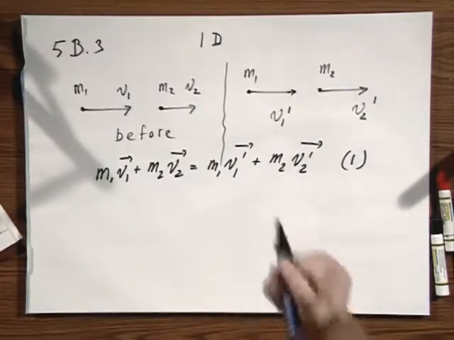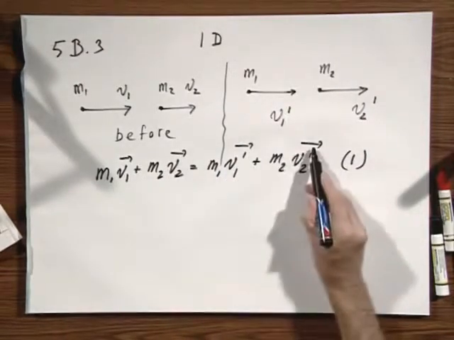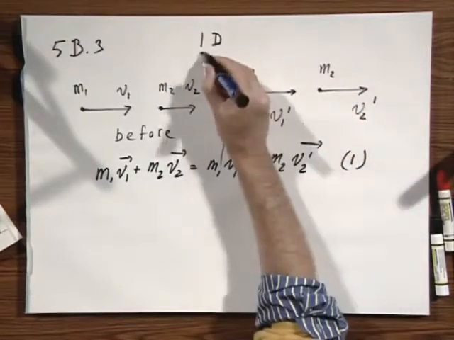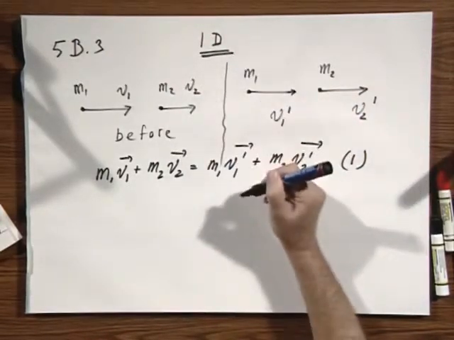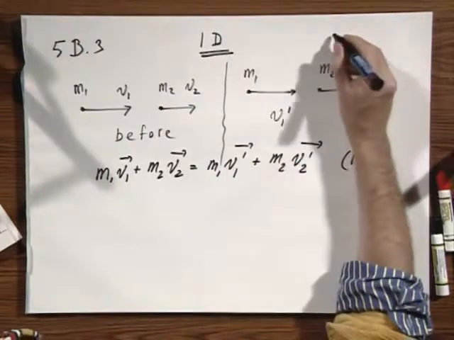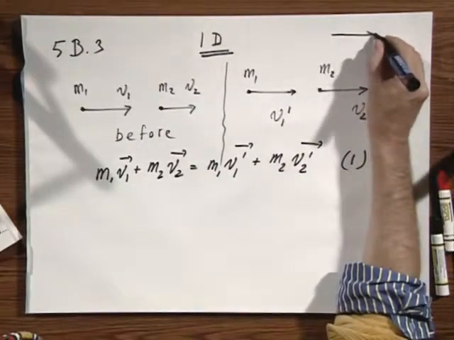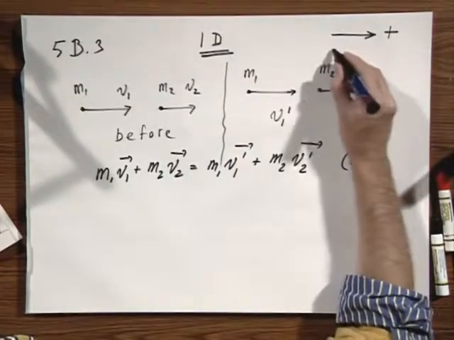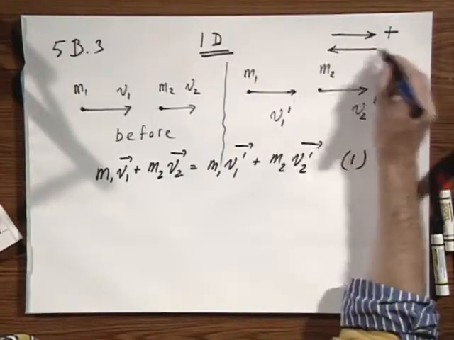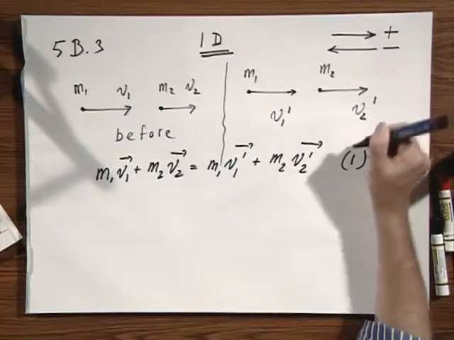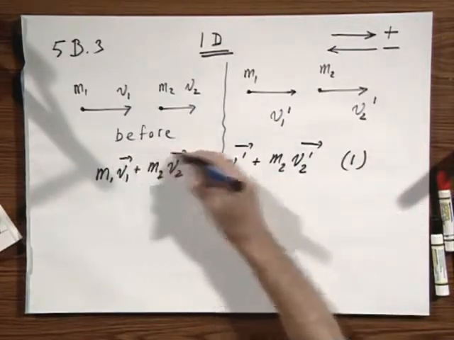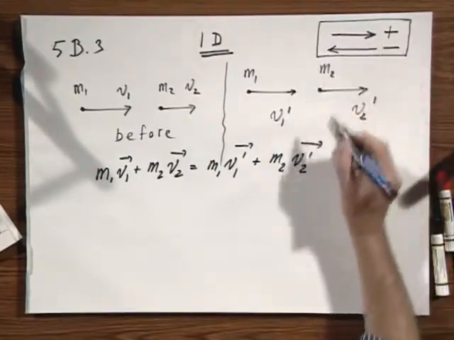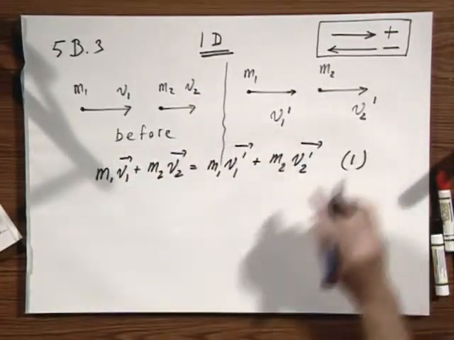Now, I could delete these bars since I'm dealing with a one-dimensional situation. Keeping in mind that if the velocity is in this direction, we would assign it a plus sign, but if the velocity is in this direction, it would have a minus sign. So I can delete the bars, not forgetting that this is now my convention. So think of the bars as not being there.